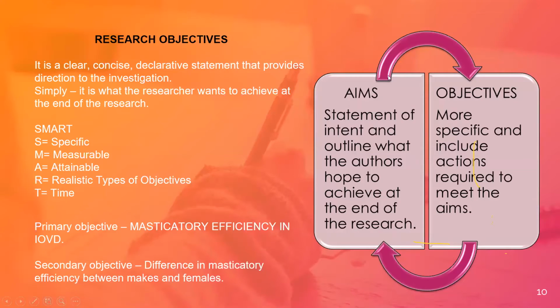Now, the other little confusion comes on what is the difference between aims and what is the difference between objectives. Some write-ups write only aims, some write-ups write only objectives. The journals don't specifically ask to write down aims as well as objectives. Now, aims is a general statement. It simply is a statement of intent and outlines what the authors hope to achieve, whereas the objective is more specific when it comes to aims.